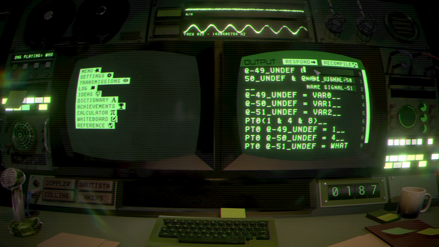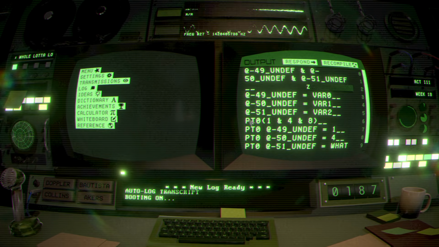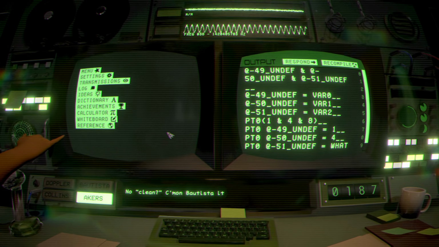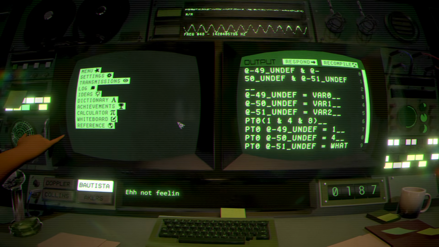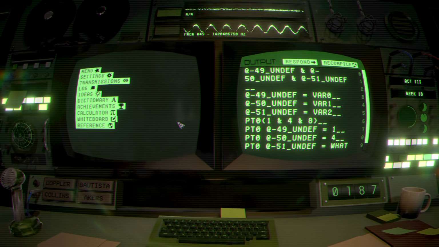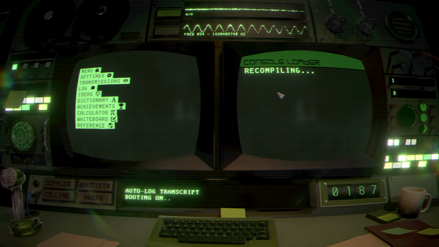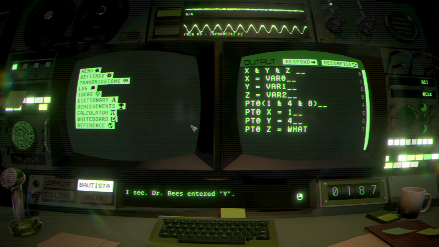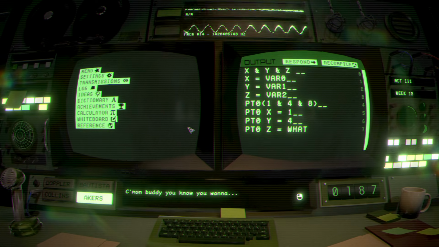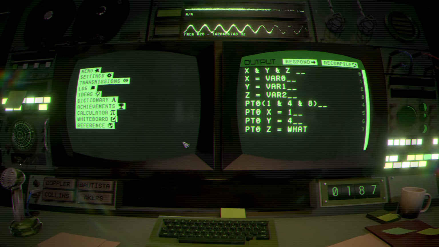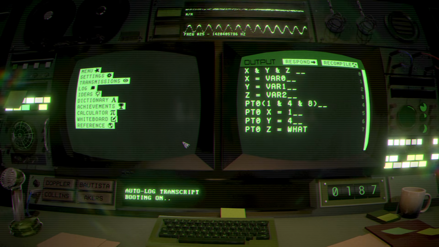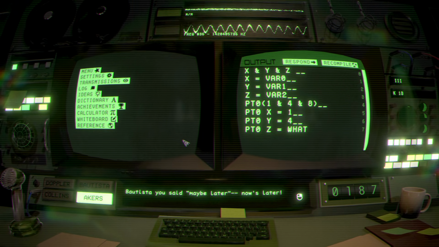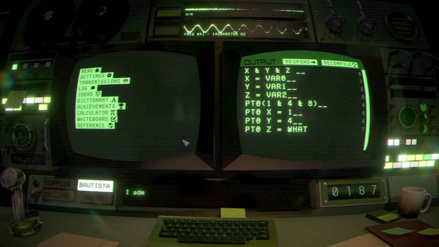Okay, so we're going to call this X, Y, and Z. Holy cow. The first spatial dimension, that works. Come on, Batista, it's only 1 character long. Not feeling it, maybe later. Did we accidentally get that completely right? I mean, holy schmackerels, we're geniuses. I see, Dr. B's entered Y. Come on, buddy, you know you wanna. And come on, give me the last one. Batista, you said maybe later. Now's later. Okay, I admit.